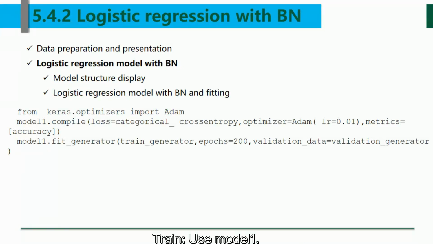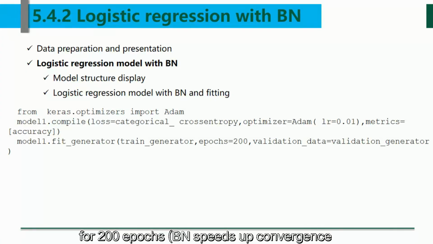Train: model1.fit_generator with train_generator, epochs equals 200, validation_data equals validation_generator. We train for 200 epochs. BN speeds up convergence, so 200 epochs are manageable, and we validate on the test set to check generalization. With BN, the model should train more stably than the model without BN. Without BN, you'll notice more fluctuation in training or validation accuracy.